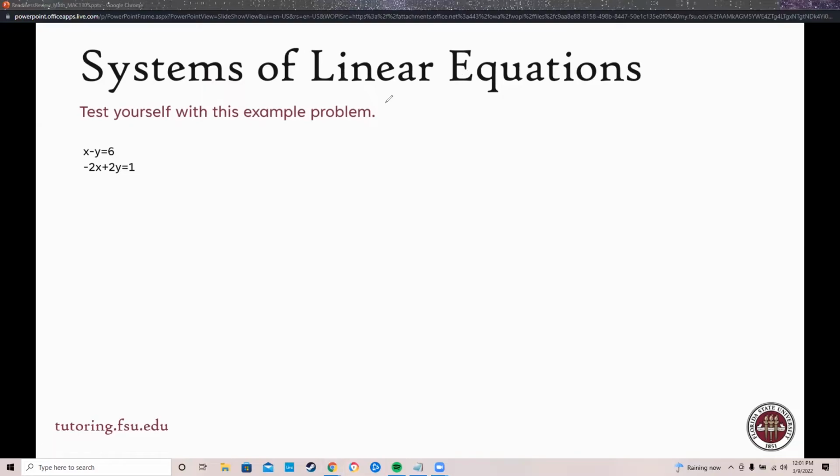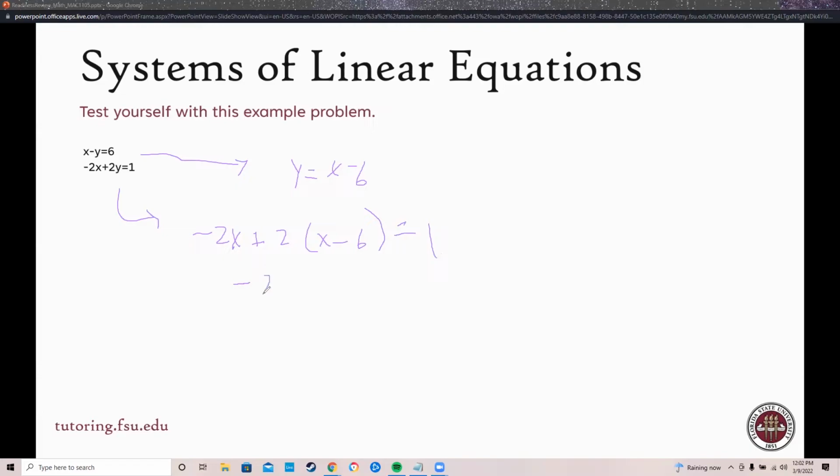Okay, now let's try a different example that'll tell us something different about these types of problems. So if I solve for y again, I get y is equal to x minus 6. If I plug that into here, I get negative 2x plus 2 times x minus 6 is equal to 1.